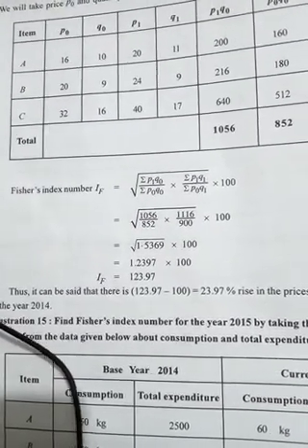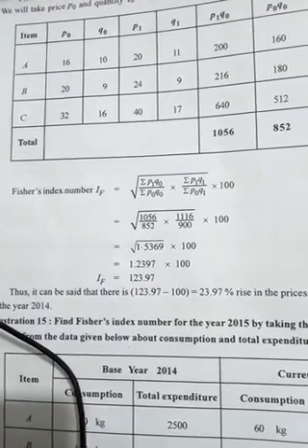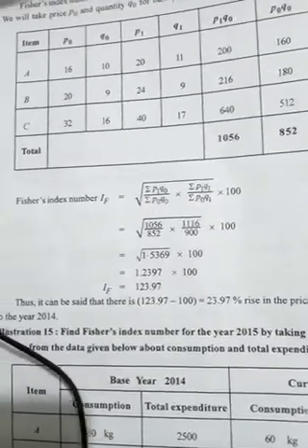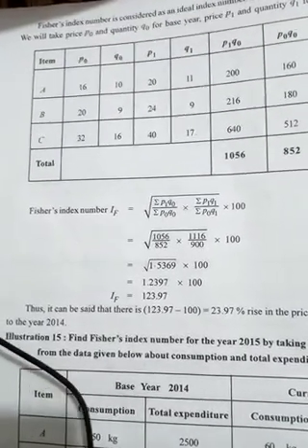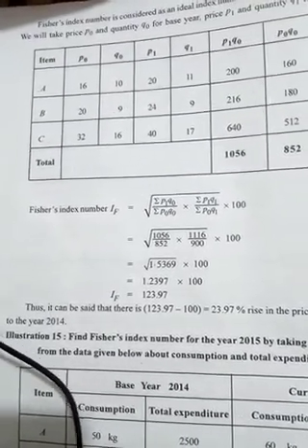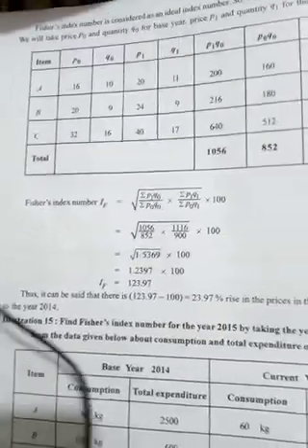Okay, so if you do this, you are getting step marks, and a total of 5 marks will be given to you, which you can easily pick up. So when the ideal index number is asked, only the ideal index number, that is Fisher's index number, this formula you have to make use of and work out the sum.